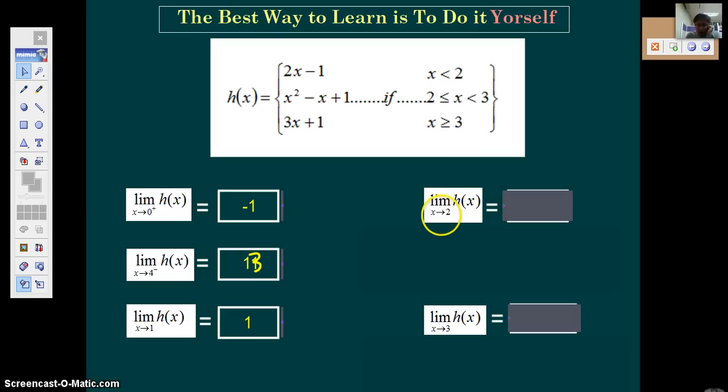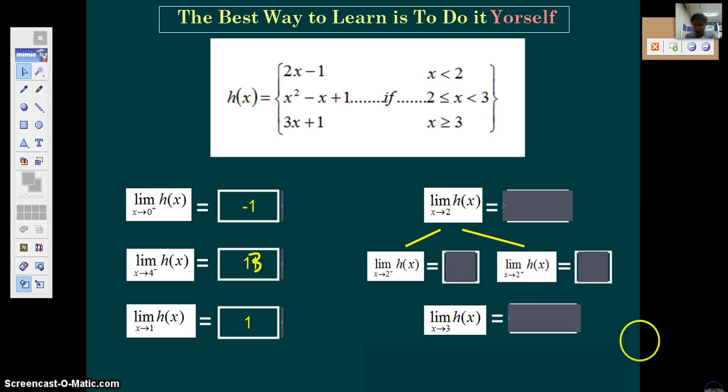2 is part of the condition again. So it's critical to the condition. So that's why it's necessary to evaluate both the left hand and the right hand. There. So what is the limit as x approaches 2 from the left? So we should use this. Then substituting 2, 2 times 2, 4 minus 1, that's 3.